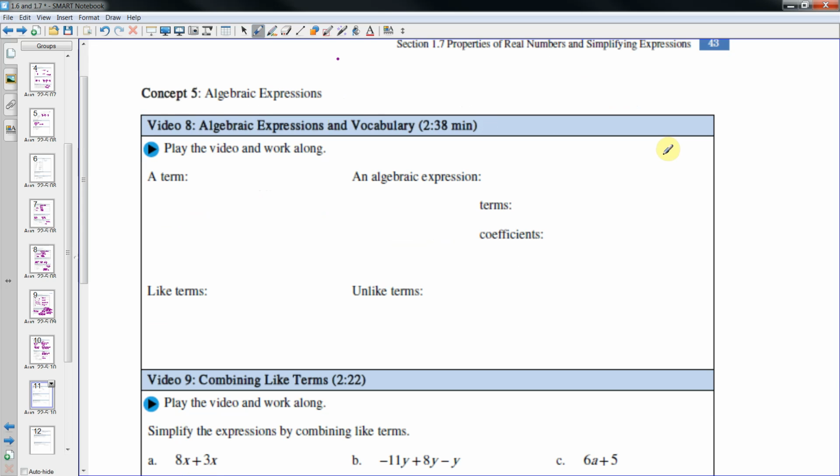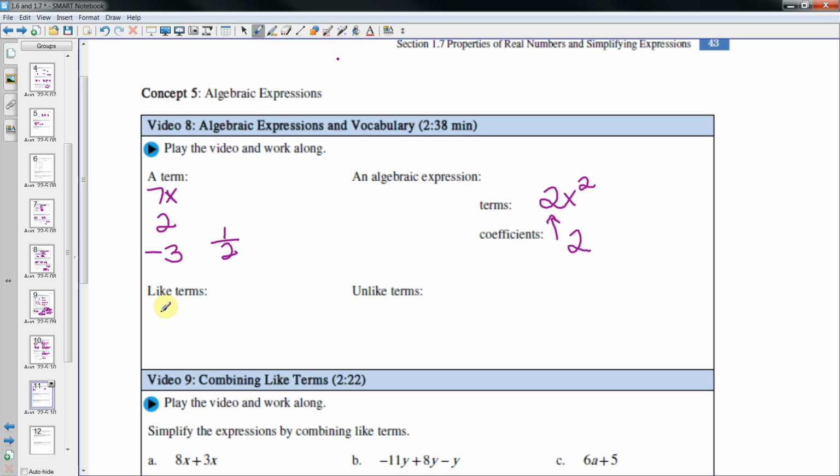We're going to have terms. A term could just be like a 7x. A term could be a 2. It could be a negative 3. It could be a 1/2. Those could be terms. An algebraic expression has terms and coefficients. So if you have a term, 2x squared, the coefficient is the large number. The coefficient of this one would be 2.